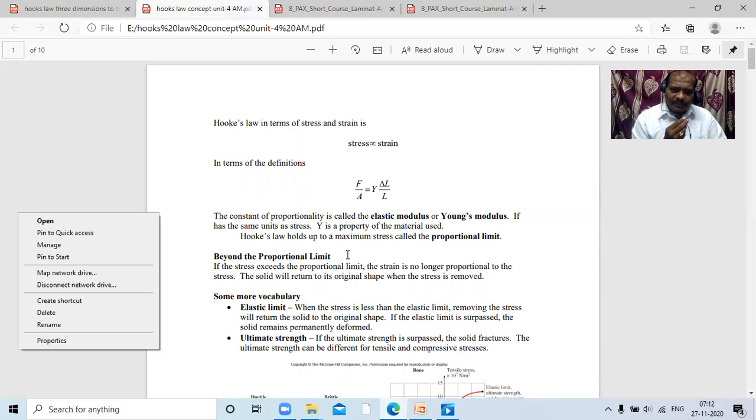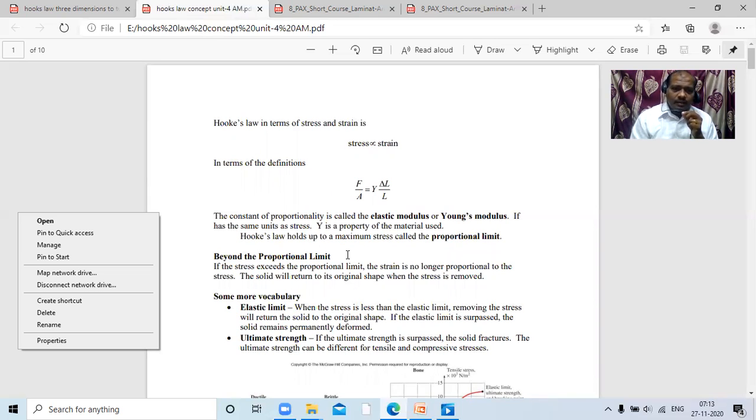At the proportionality limit, when the stress is removed, the material comes back to its original shape and original properties. So that is how the proportionality limit is defined.